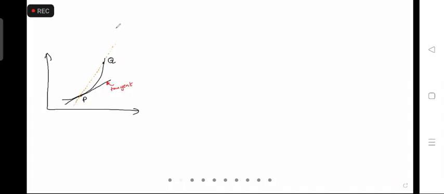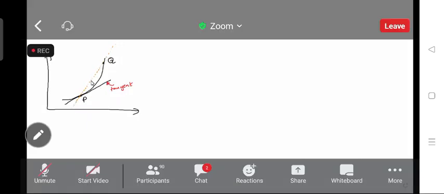Now tell me, this newly drawn line, the orange one, is it an approximation for the tangent line at the point P? Yes, it's a good approximation.